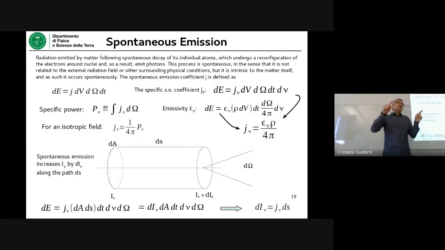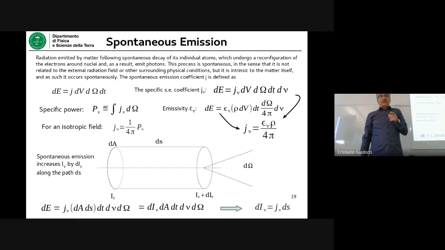The longer the path you consider, the correspondingly higher the increase in the intensity. And if you think carefully, that makes sense. The longer the path, the more the gas contributes with spontaneous emission along the path itself. So at the end of the path, you will have gained correspondingly more energy because you crossed a correspondingly longer path along which spontaneous emission contributed.